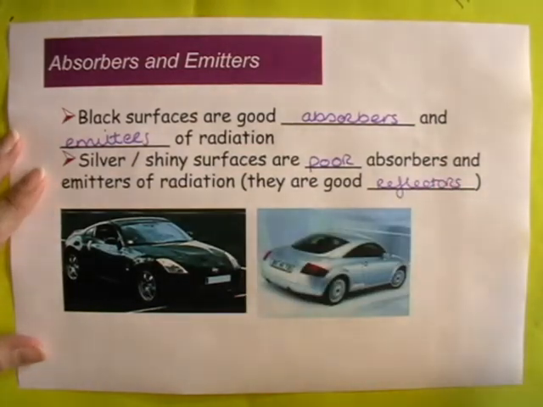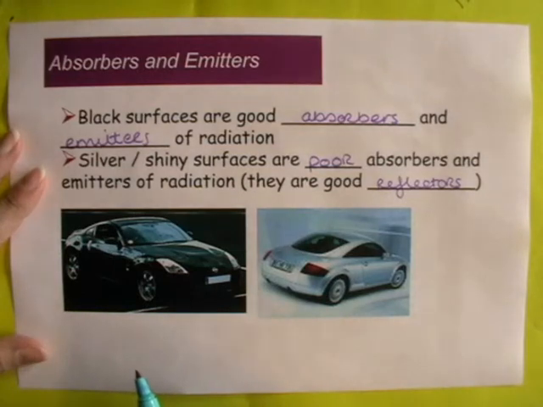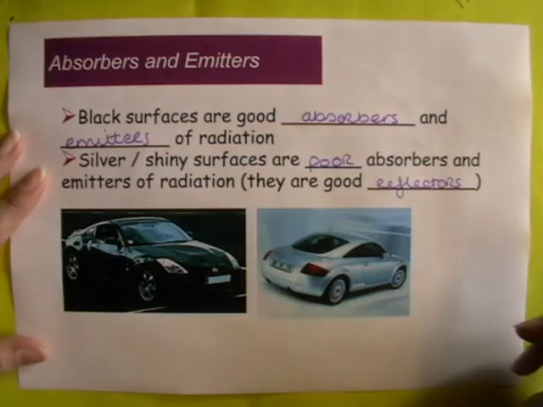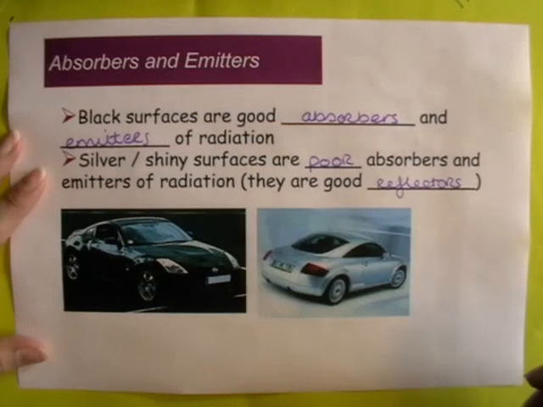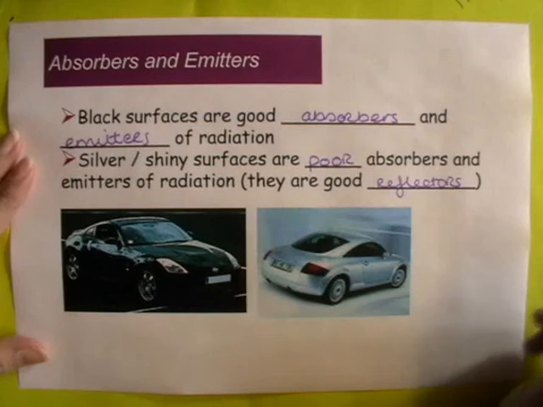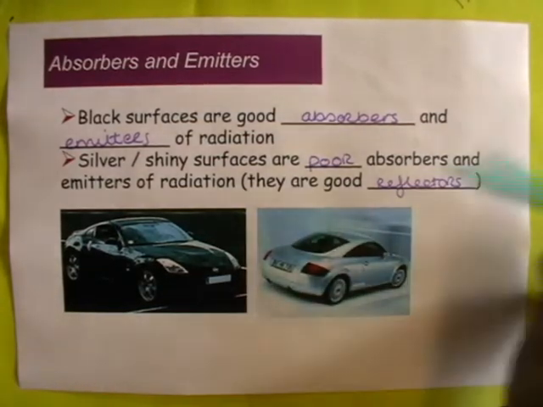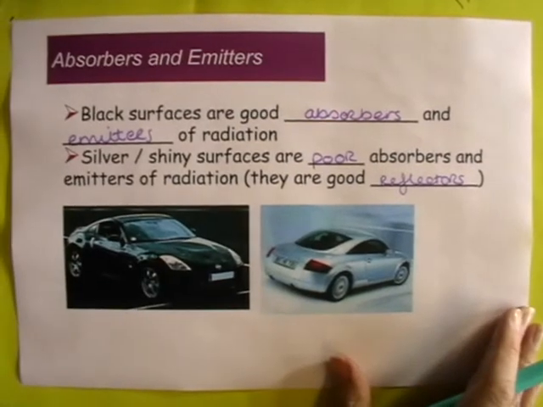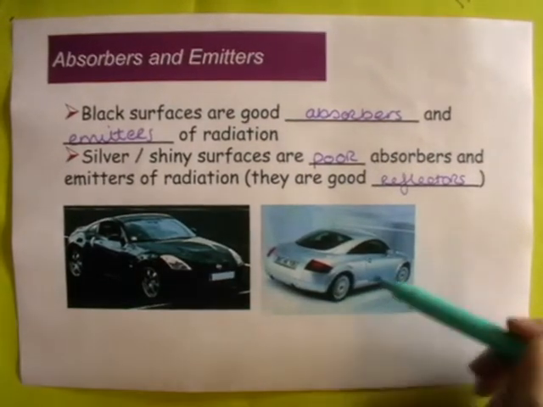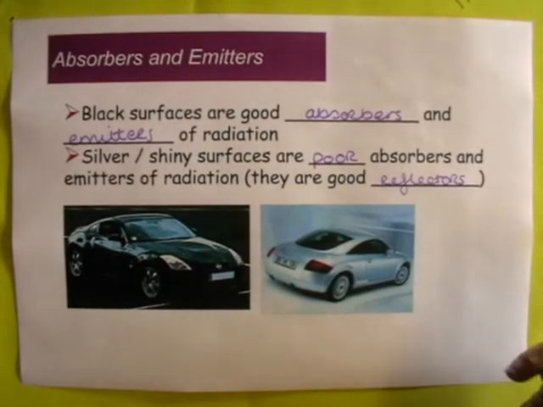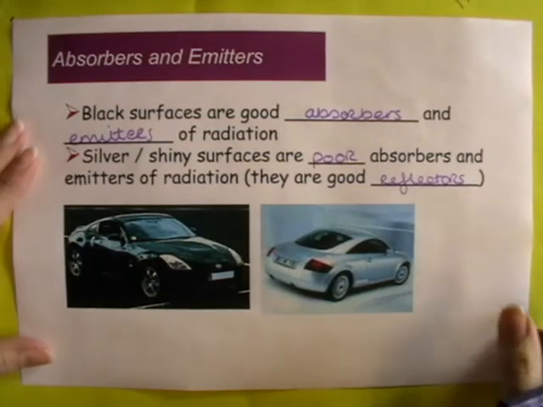On a very warm sunny day, if we had two cars, a black car and a silver car, both parked in a car park, and you got into the silver car, you would find that it was cooler than the interior of the black car. Due to this absorption, the black car will absorb the sun's heat and radiation more than the silver car. The silver car will tend to reflect the sun's radiation away from the car.